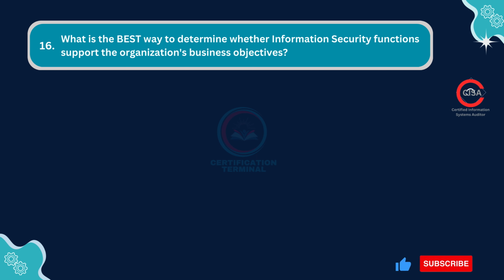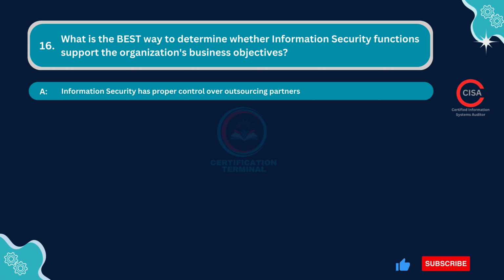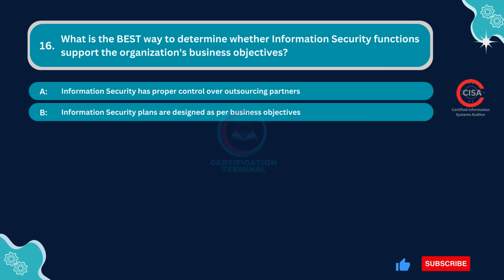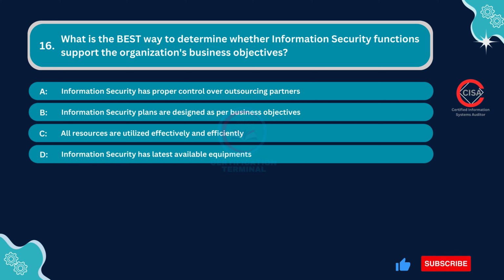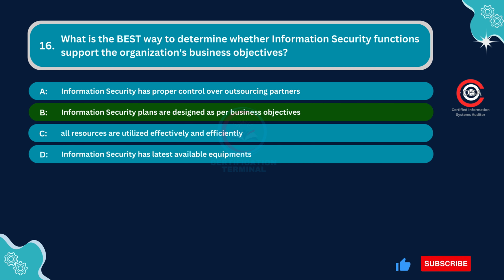Question number 16. What is the best way to determine whether information security functions support the organization's business objectives? Option A, information security has proper control over outsourcing partners. Option B, information security plans are designed as per business objectives. Option C, all resources are utilized effectively and efficiently. Option D, information security has latest available equipments. The correct answer is Option B, information security plans are designed as per business objectives.